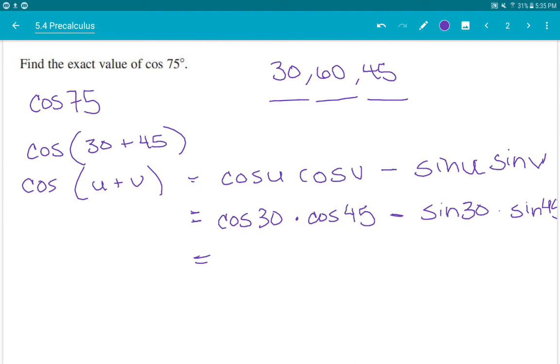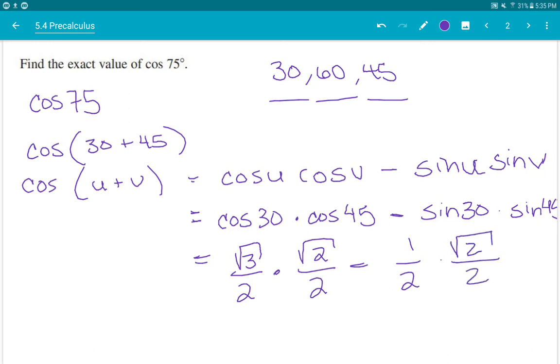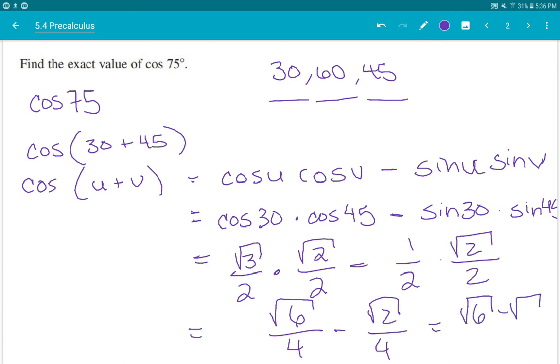So what is the cosine of 30? Well, that's going to be radical 3 over 2. What is the cosine of 45? Radical 2 over 2. Minus the sine of 30, 1/2, times the sine of 45, radical 2 over 2. So really quickly, that's going to give me radical 6 over 4 minus radical 2 over 4. So we like to write this usually as radical 6 minus radical 2 over the single denominator of 4. That's your exact value of the cosine of 75, all right?